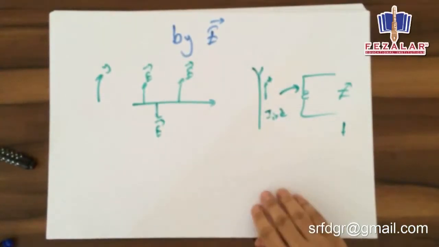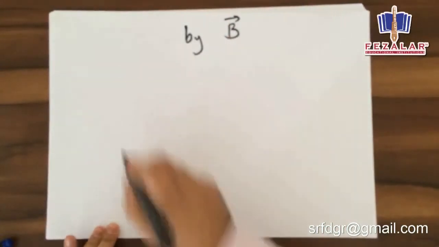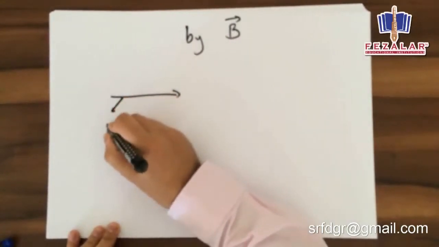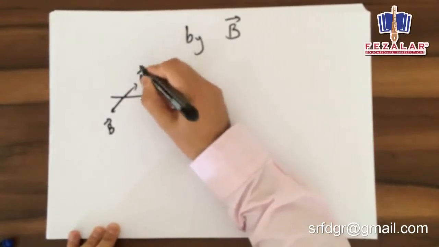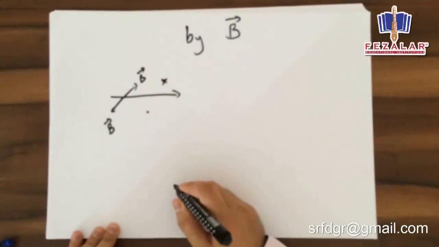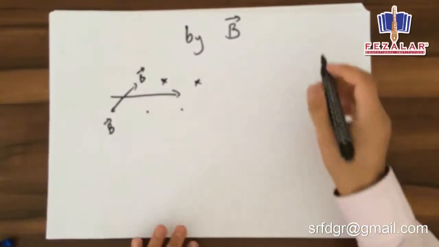The second method is using the magnetic field of the electromagnetic wave. We can draw the magnetic field of the electromagnetic wave like that. This is B and B. You can consider plus sign or minus sign, or another method, out of the page, into the page, like that. We cannot use the same method. We must use another antenna to use the magnetic field of the electromagnetic wave.